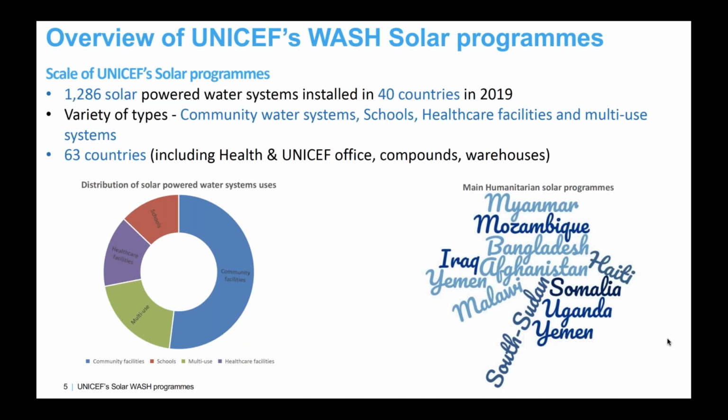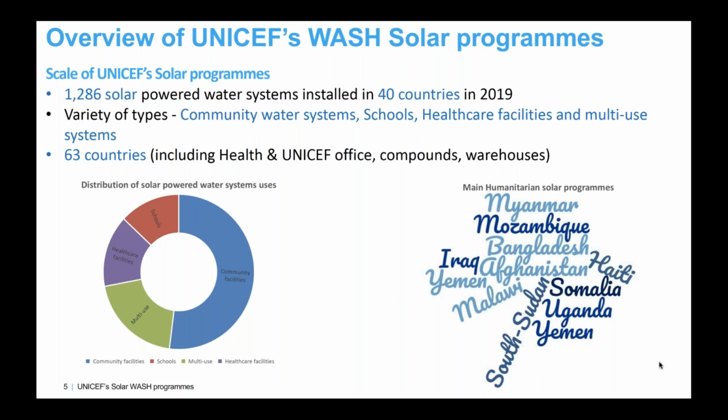This is the results only in 2019. And this kind of intervention covers not only the water supply for communities or for IDP camps, but also we are trying as much as possible to connect schools, healthcare facilities, and also see if we can promote the multi-use system so that other activities, and particularly small-scale livelihoods, can be done using the same water supply.